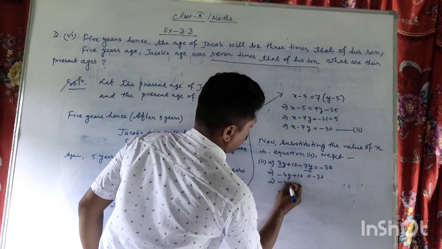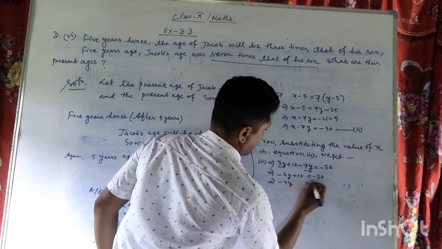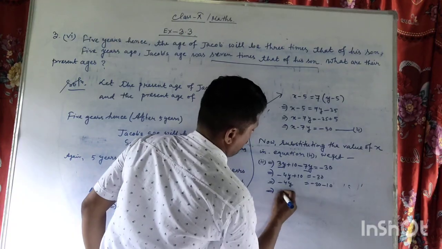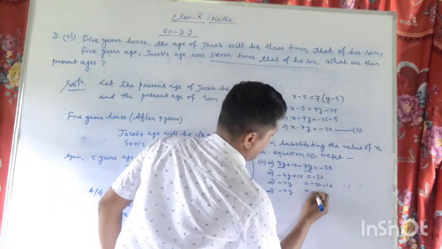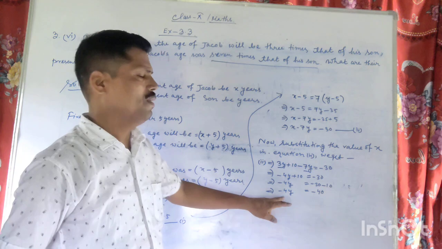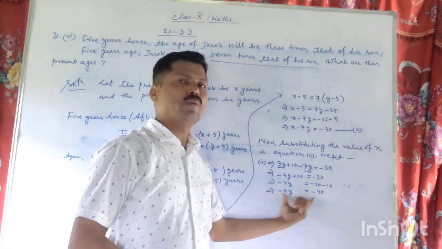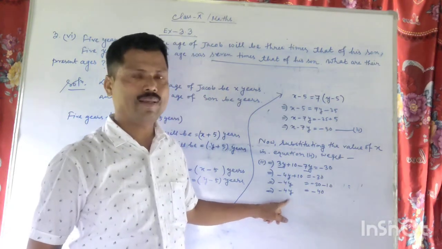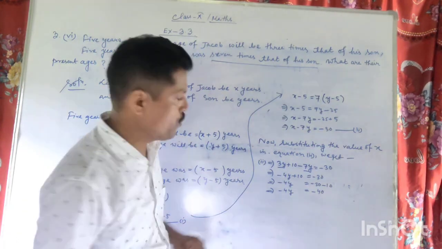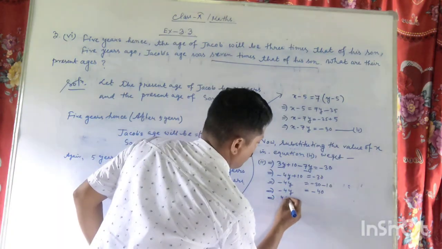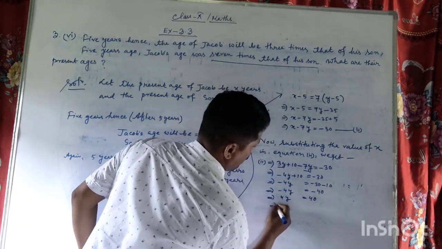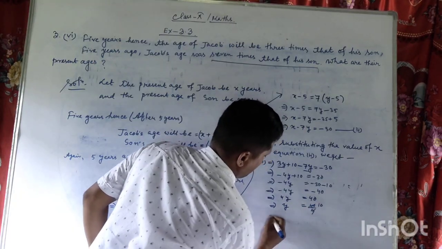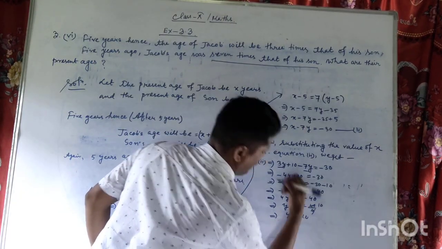So minus 4y is equal to minus 30, and the positive 10 will be negative on the right side. So minus 4y is equal to minus 40. Both sides having minus, it will be positive. If we multiply both sides with minus 1, then 4y is equal to 40. Now y value is 40 by 4, which is 10. So y is equal to 10.